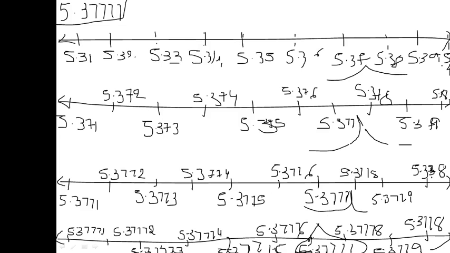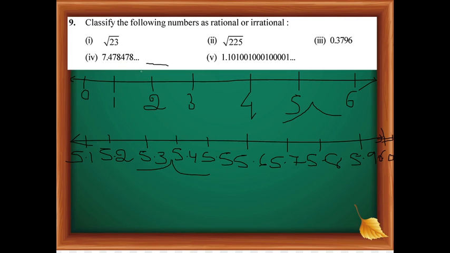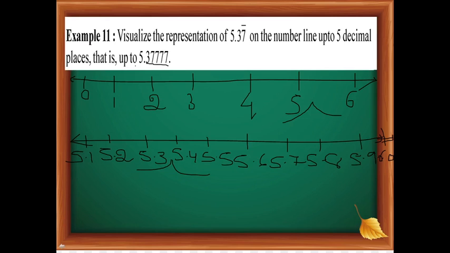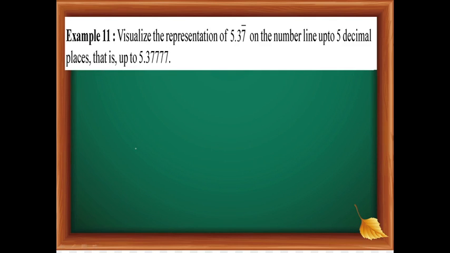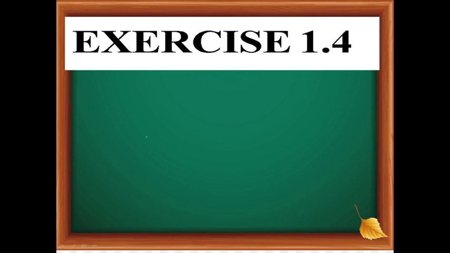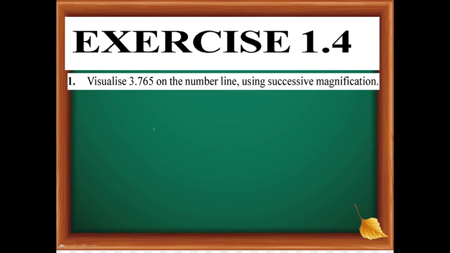Let me make this point as B. This was the representation of a rational number, sorry, irrational number, so rational number only, 5.3777 on the number line. I think you understood this. If any question comes like this, you should do it as homework because it needs much more time to solve. So moving to exercise 1.4, that is 3.765. So I will solve this one and I will give you the second one as homework, because that is also long.